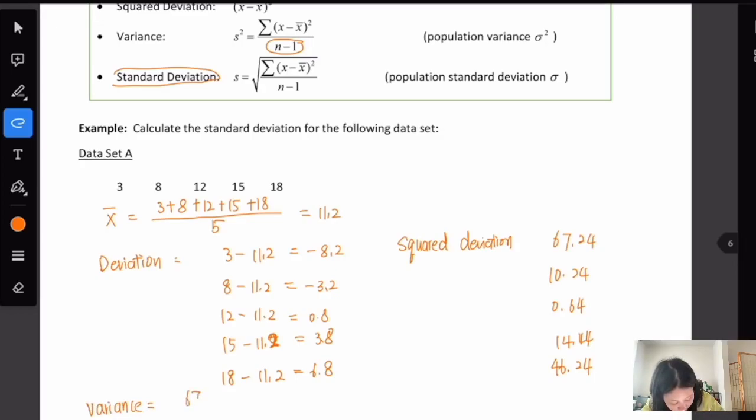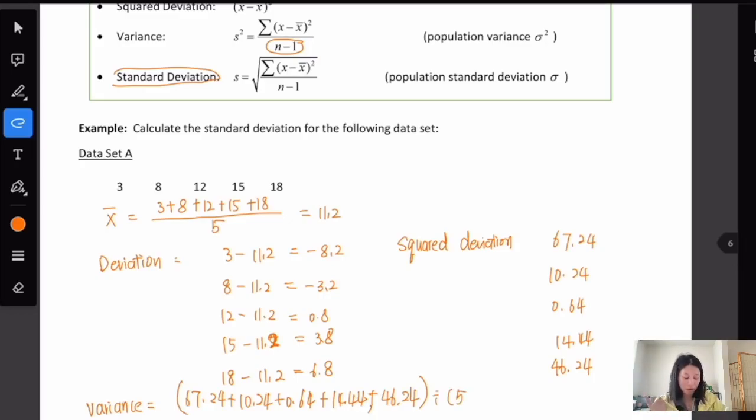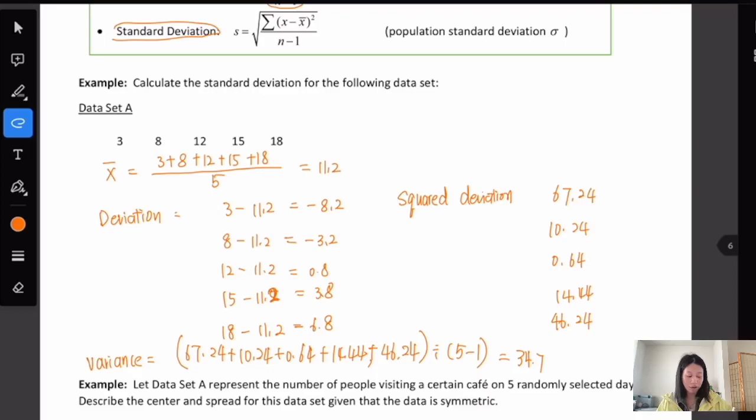Variance equals 60.24 plus 10.24 plus 0.64 plus 14.4 plus 46.24, and then divided by the degree of freedom. You have a sample size of 5, so degree of freedom is going to be 5 minus 1. So your variance is equal to 34.7. And then our standard deviation is equal to the square root of the variance, which is 5.89.